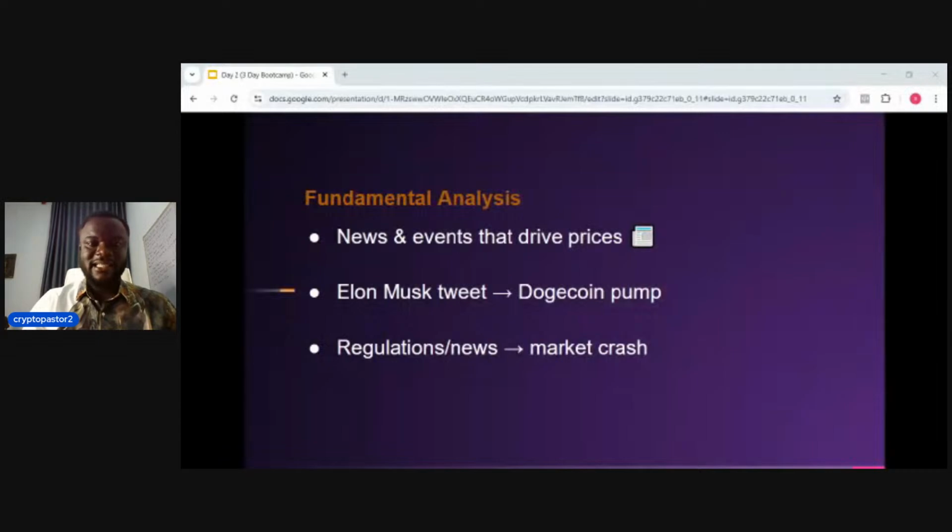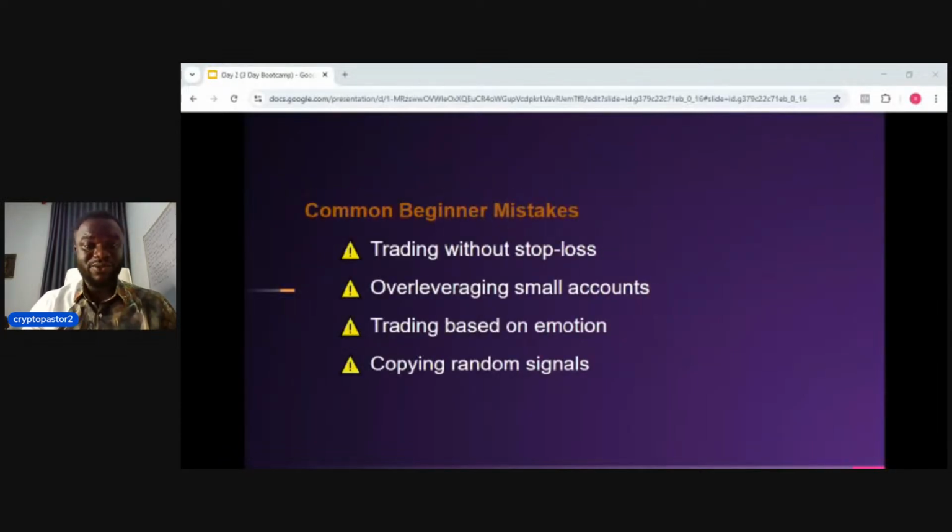So that is that about technical analysis and fundamental analysis. I believe you guys enjoy what you're seeing. You can always ask me questions anytime.